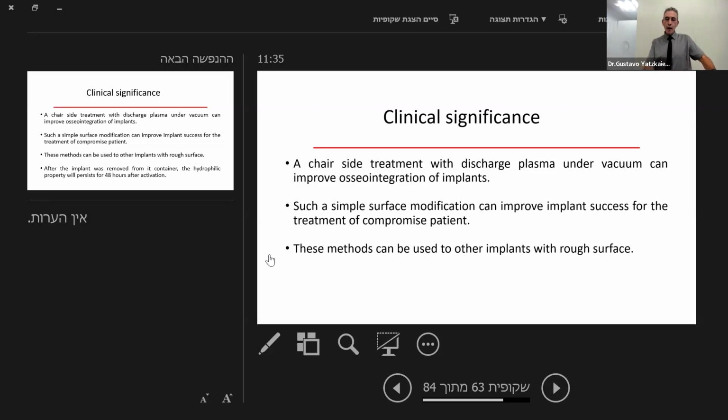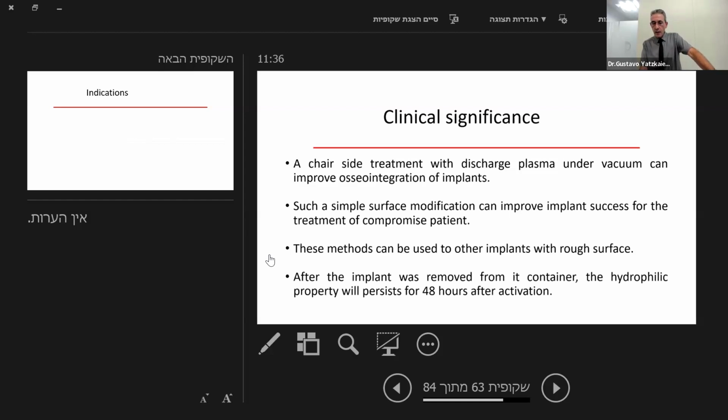I talked with the manufacturers. This device also works on SLA surfaces, and on zirconia. But it's very important to say now that the improvement in osseointegration was checked only on a dental implant surface. This was the group done.